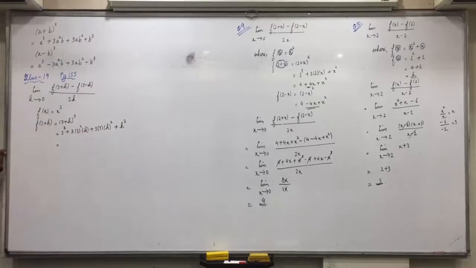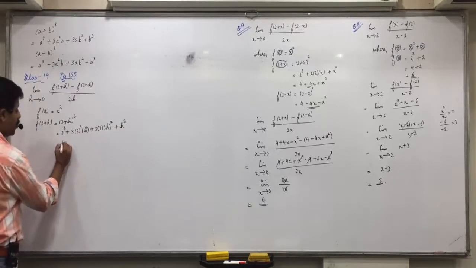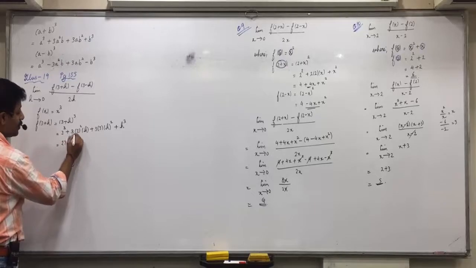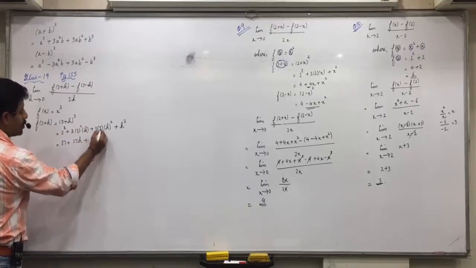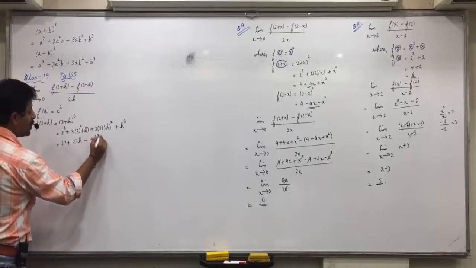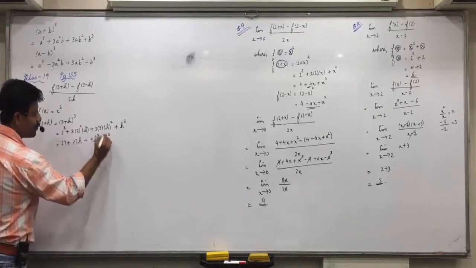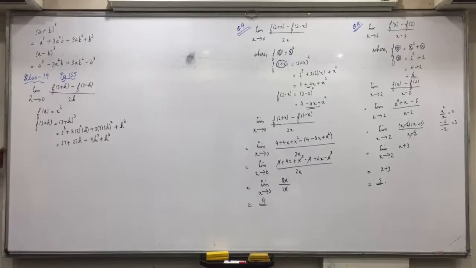Did everyone understand this? Now 3 cube is 27. 3 square is 9, into 3 is also 27h. 3 into 3 is 9h square, plus h cube. Any doubts with this? Raise your hand.